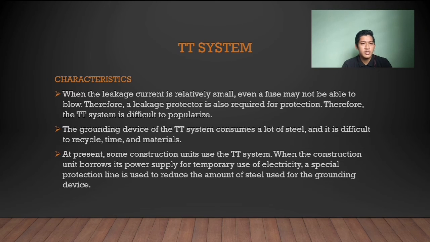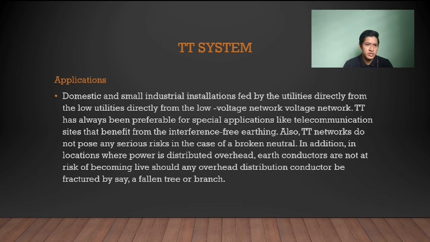The characteristic of the TT system is that when the leakage current is relatively small, even a fuse may not be able to blow. Therefore, a leakage protector is also required for protection. Therefore, the TT system is difficult to polarize. The grounding device of the TT system consumes a lot of material, and it is difficult to recycle times and materials. At present, some construction units use the TT system when they borrow its power supply for temporary use of electricity. A special protection line is used to reduce the amount of steel used for the grounding device.